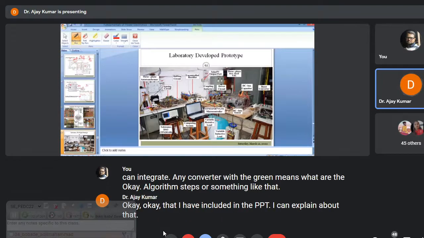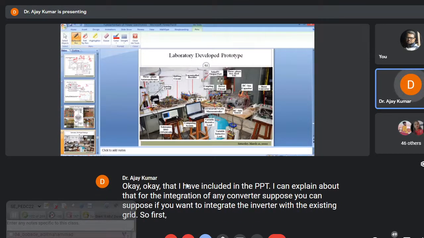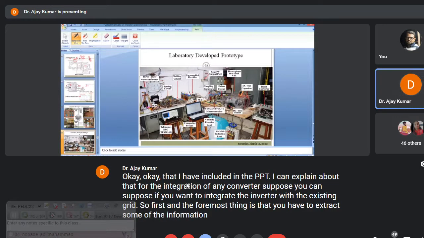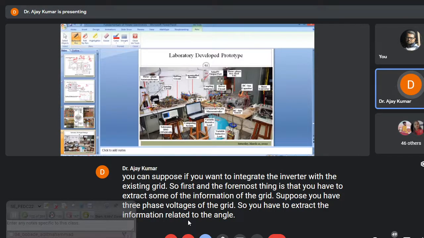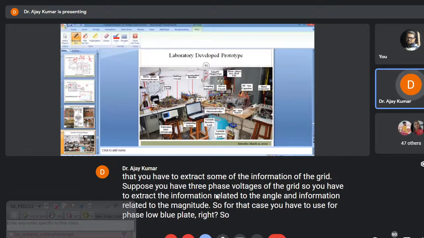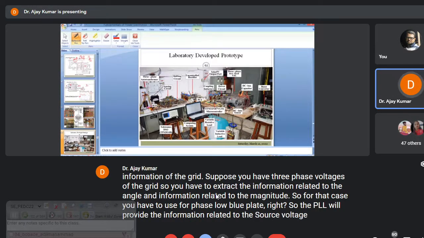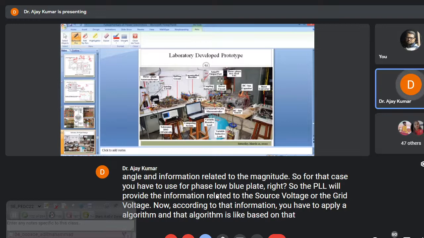For the integration of any converter, suppose you want to integrate the inverter with the existing grid. First and foremost, you have to extract some information of the grid. Suppose you have three-phase voltages of the grid. You have to extract the information related to the angle and the magnitude. For that, you have to use a phase locked loop, PLL, right? The PLL will provide the information related to the source voltage or the grid voltage. Now, according to that information, you have to apply an algorithm, and that algorithm is based on which type of control you want.